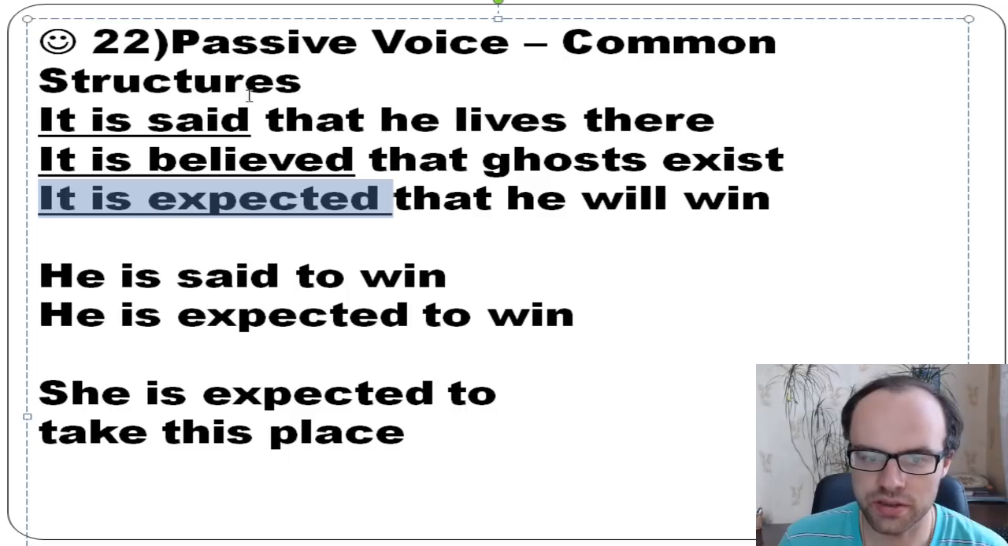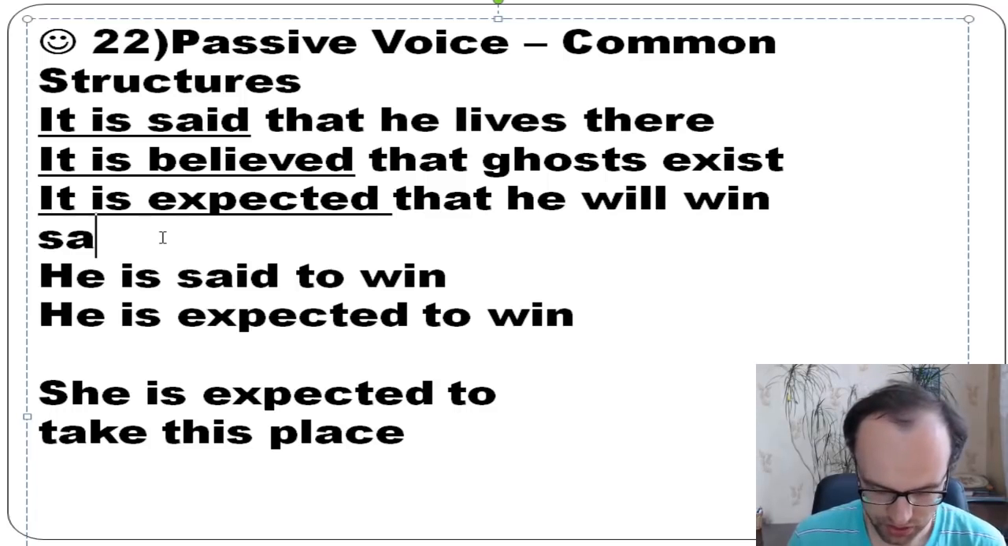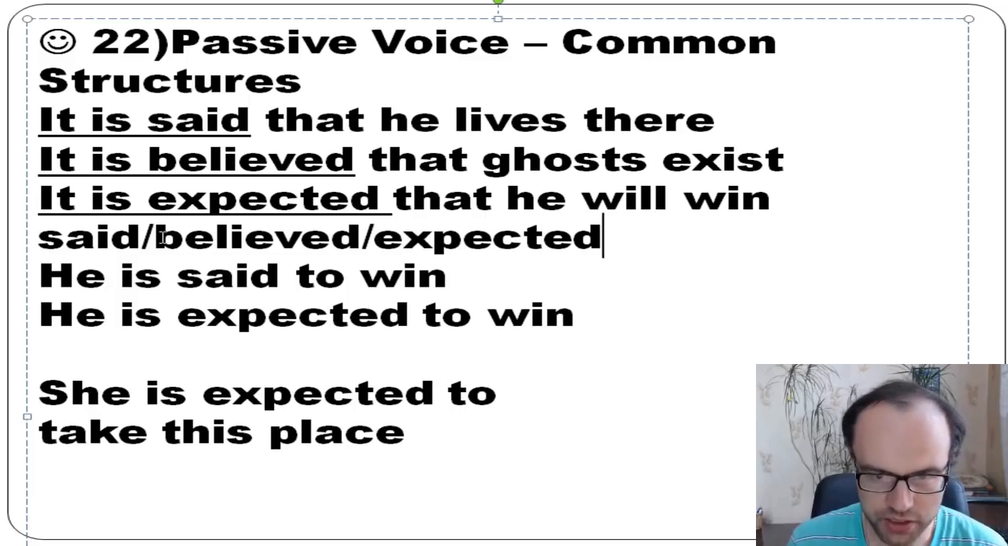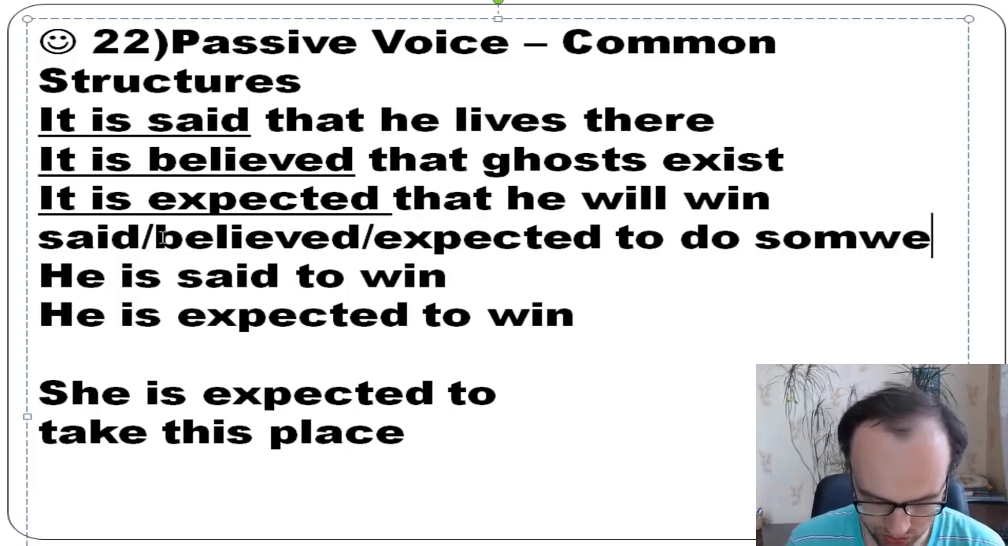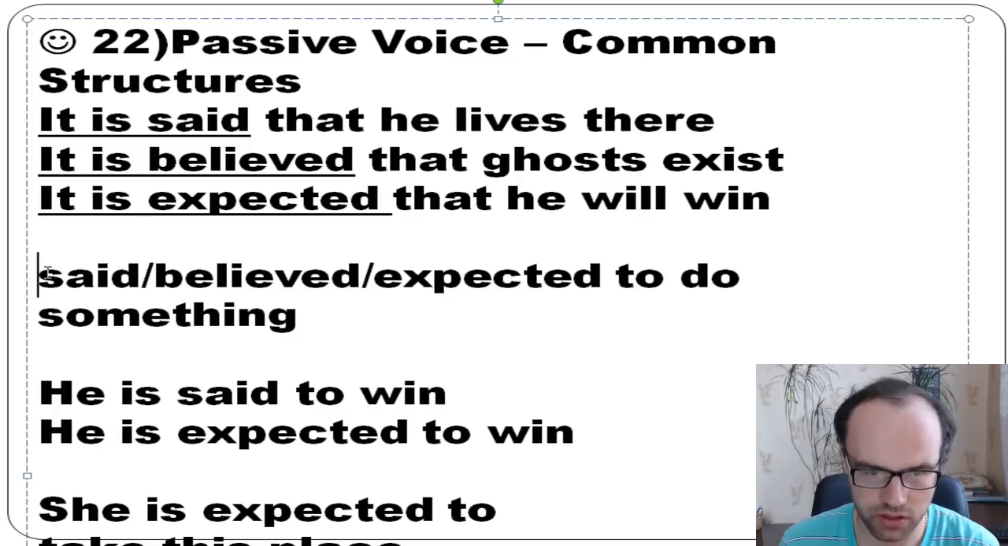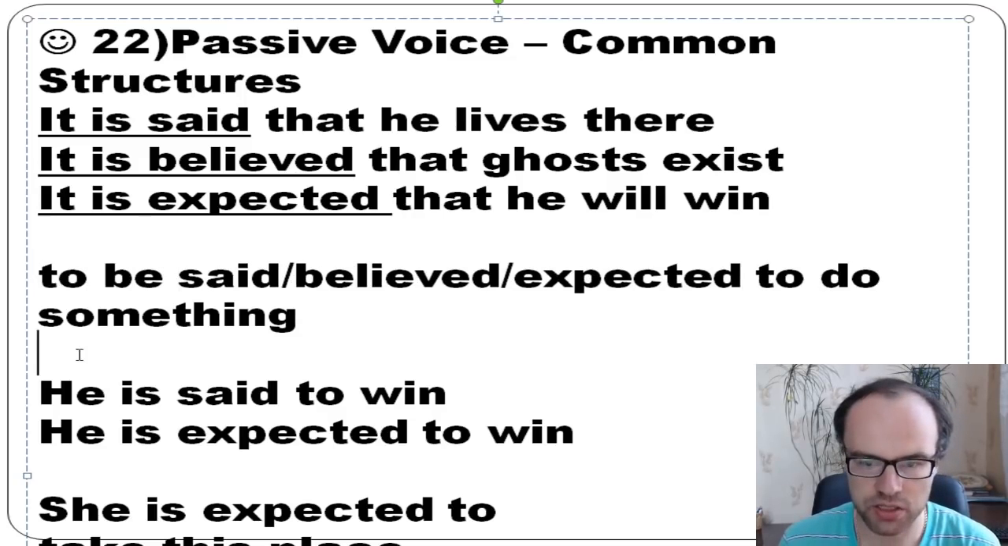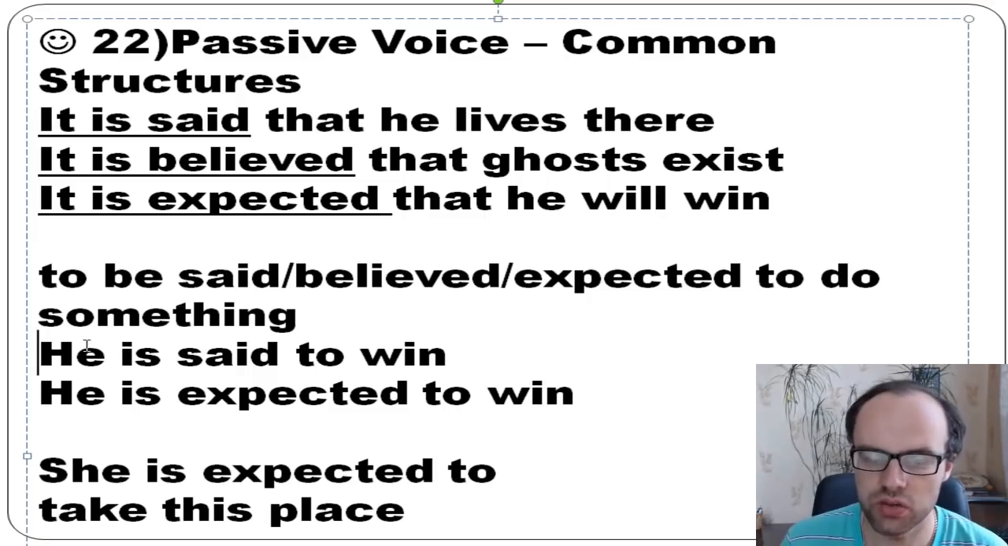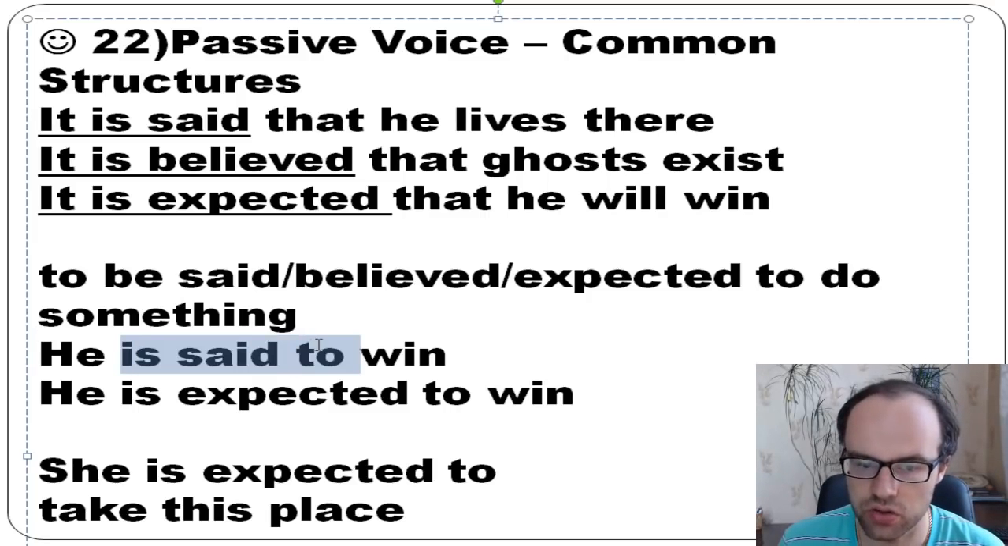Or we can use another structure. Okay, so it's said, believed, or expected to do something. Okay, said, believed, expected to do something. To be said, expected, believed to do something. Look, you can also say he is said to win. It means that other people say that he will win.